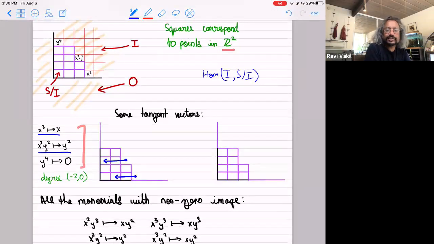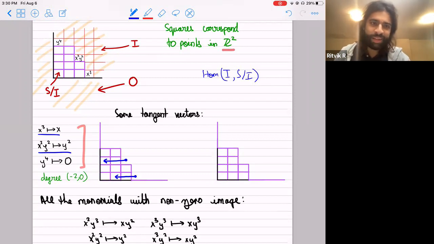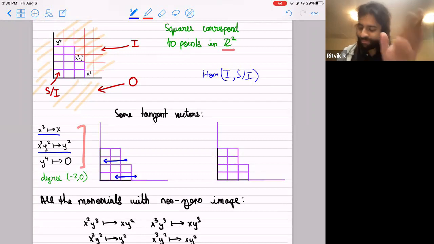I was pretty sure you'd send y to the fourth two boxes to the left, though. Yeah, you can, but I will just leave it empty for now. You'll see why I don't do that in the next example. We'll get to that. So this is a tangent vector.